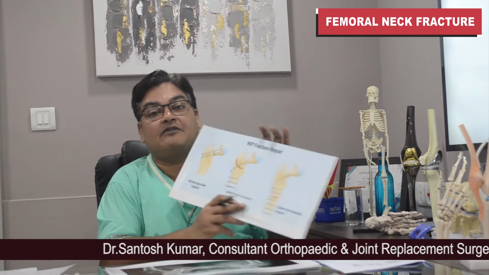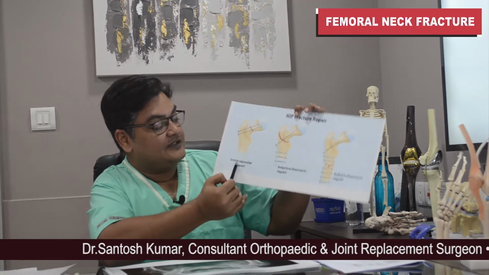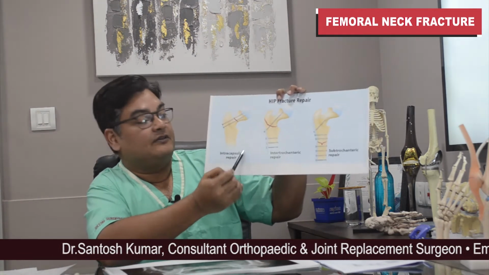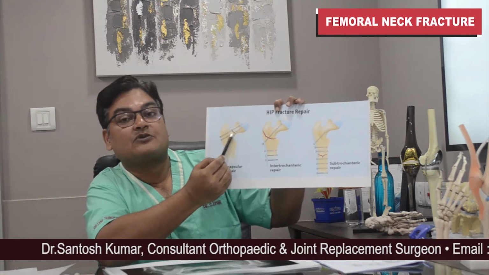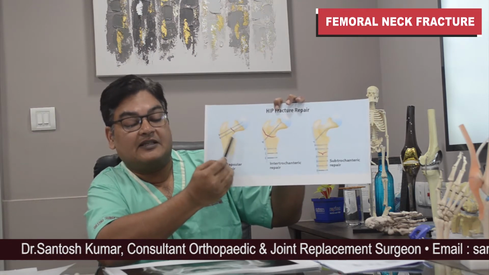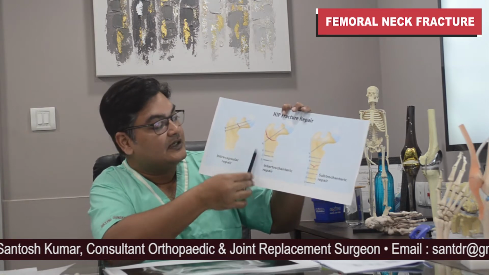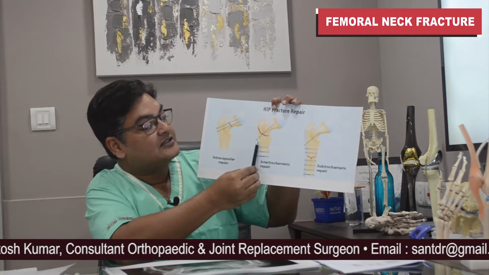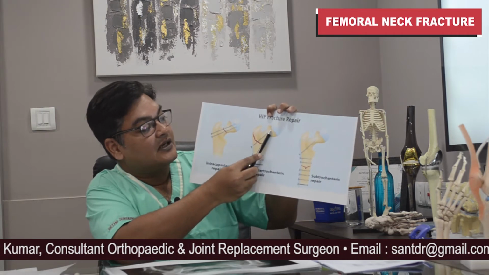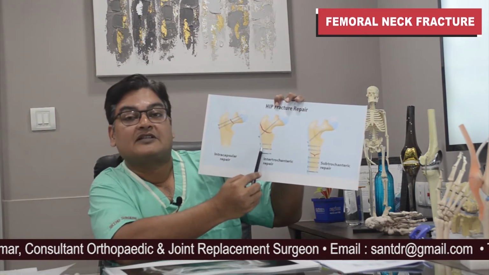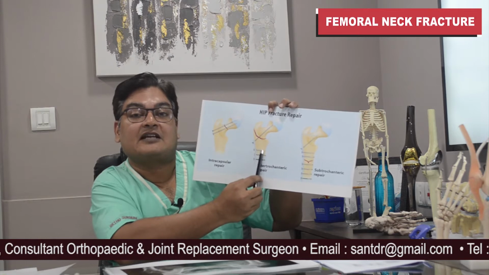So what are the treatment options that we have for neck femur fracture? If it is an intracapsular fracture, we try to repair with cannulated hip screws. Multiple screws are put, but there are several criteria for it. We will see that subsequently. If it is an intertrochanteric or extracapsular fracture, it is repaired with a screw and a plate which is known as dynamic hip screw.